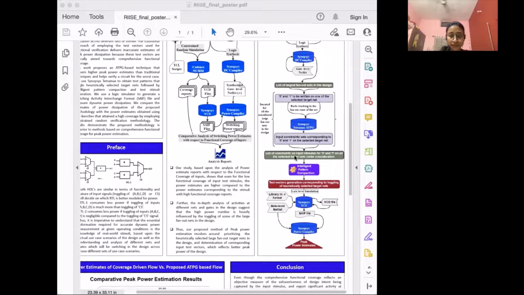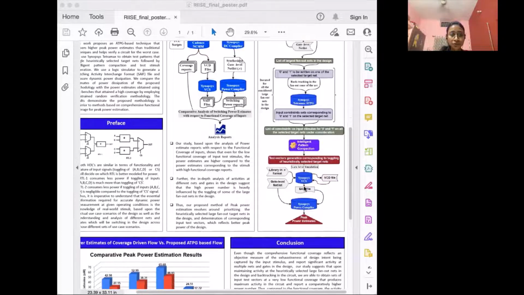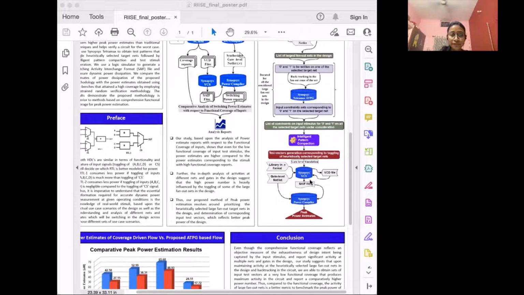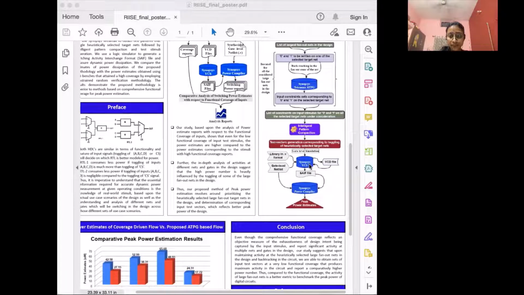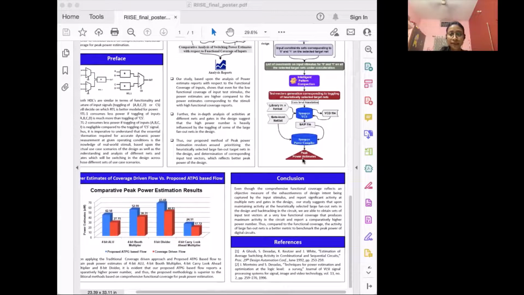The generated patterns then undergo compaction with the help of Python code. The Synopsys VCS tool is used to convert the VCD file, which is generated by the Cadence NC-Sim, into a SAIF file that contains the switching information. Also, it is used for the gate level simulation corresponding to the patterns generated. Based on the SAIF file generated by Synopsys VCS, the Power Compiler takes this SAIF file and generates the power reports, which we can compare with our traditional coverage-driven flow.